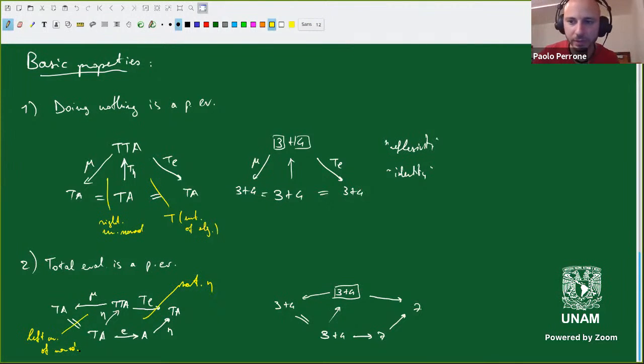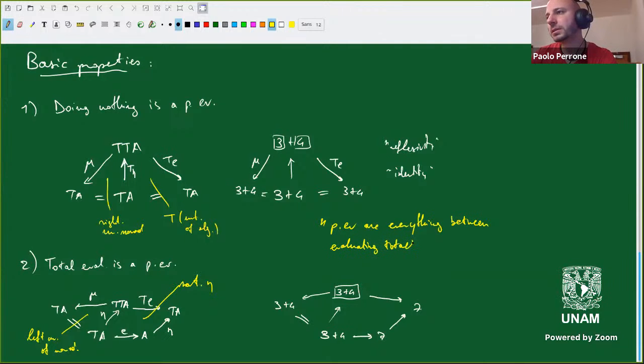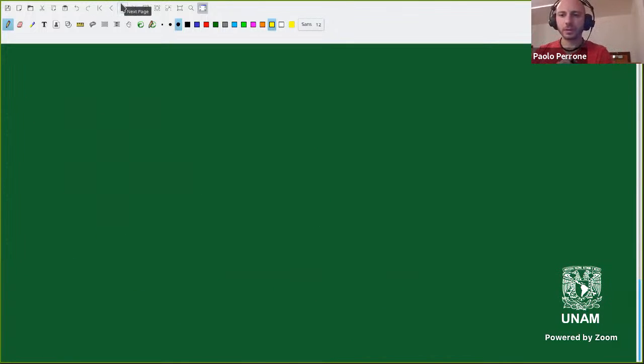Doing nothing is a partial evaluation. If you want, partial evaluations are all that happens in between evaluating totally and doing nothing. Okay. Very good. Let's see some examples.